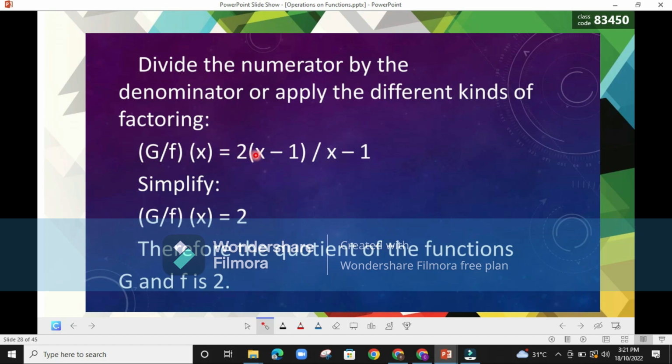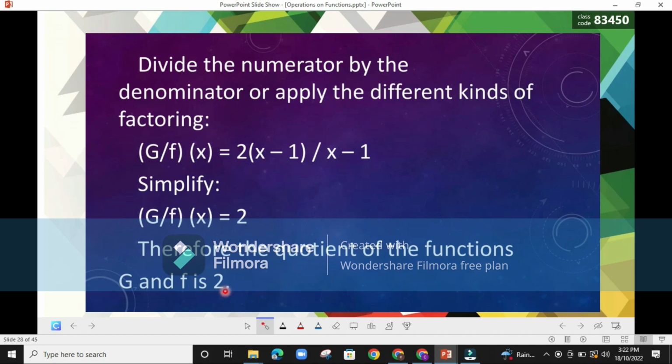2x minus 2 can be factored out as 2 times the quantity x minus 1. So copy over x minus 1. X minus 1 can be cancelled out. The remaining answer is 2. Therefore, the quotient of the functions g and f is 2.